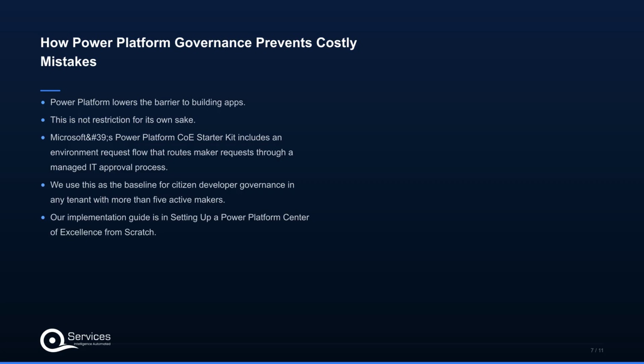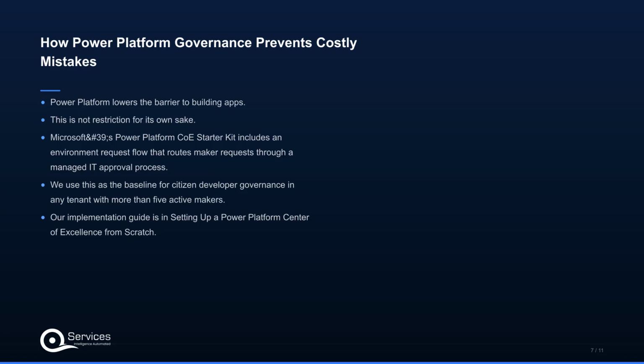Power Platform governance prevents shadow IT through DLP policies, environment strategies, and approval workflows that require new environment requests to go through IT review. This is not restriction for its own sake. It is the difference between 40 managed apps and 200 unmanaged ones, half of which are pulling data through connectors that violate your data residency requirements.